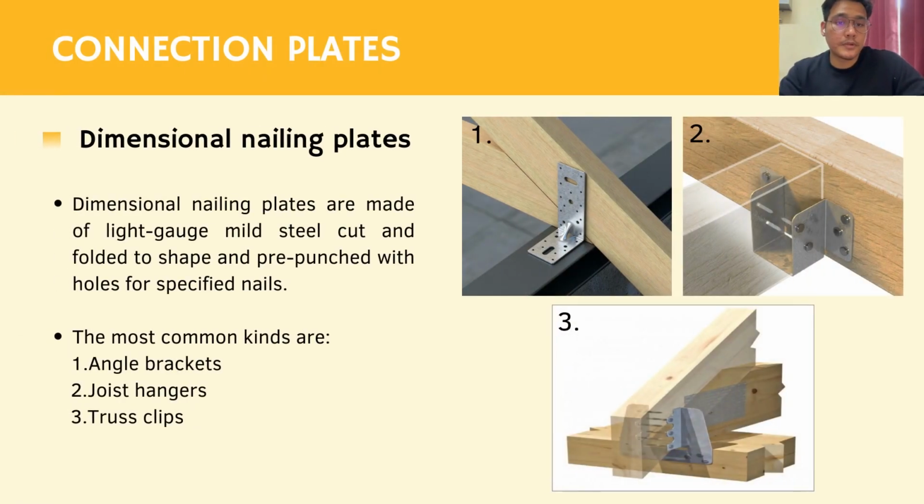Then the third part will be the connection plates. The first connection plate that I'll be talking about is the dimensional nailing plates. It is made out of light gauge steel, cut and folded into shapes that have pre-punched holes for specific nails. The most common ones are the angle brackets, which are 90-degree L-shaped connectors, and then we have joist hangers and also truss clips.